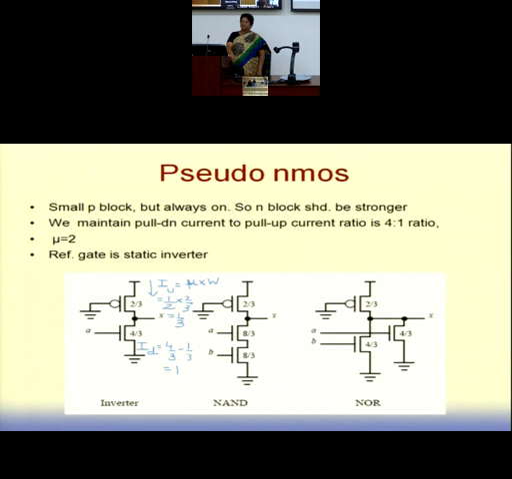It is actually pulled down to... So that current is in the ratio of 4:1. Pull down to pull up, not the pull up to pull down. Okay. Be very careful.